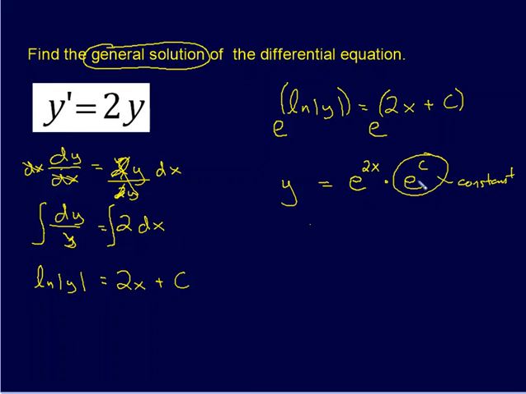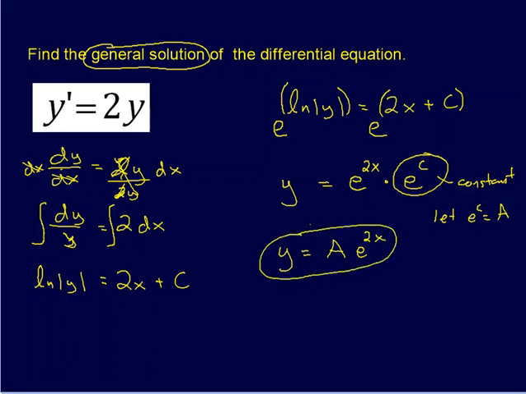Now, for this time, I'm going to rename this whole thing, e to the power of this constant. Let's pick another letter, like capital A, and let that be another constant that came from e to the c. And so my final form is constant A times e to the 2x.